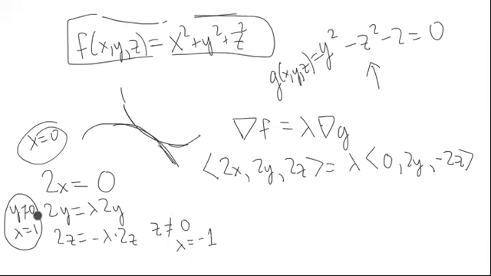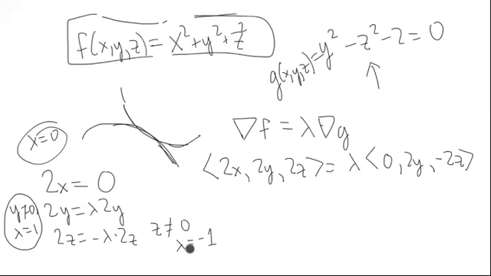So it looks like, and this is interesting, if y is not 0, then that tells us that z has to be 0.